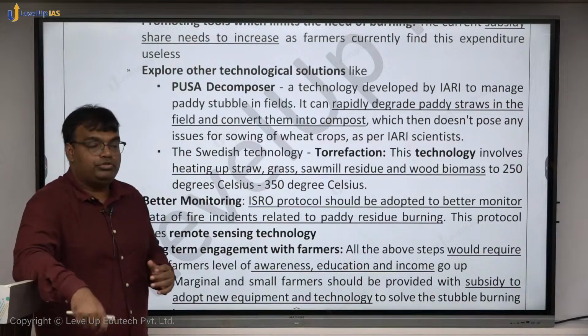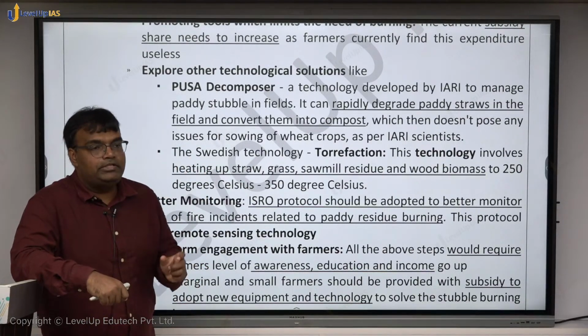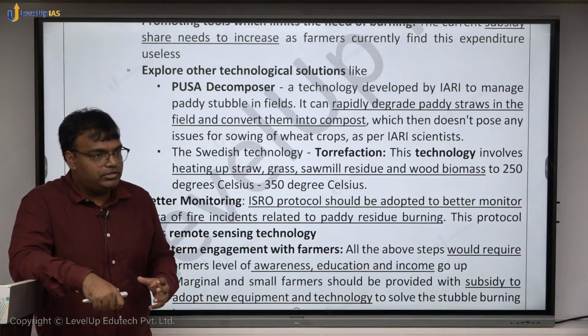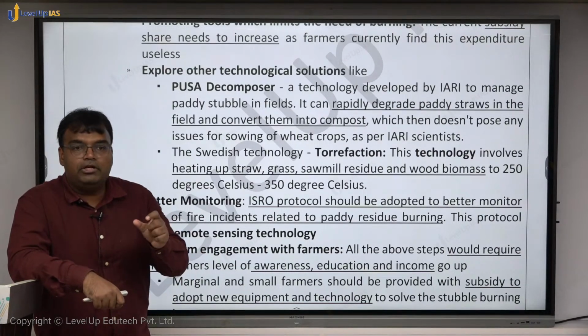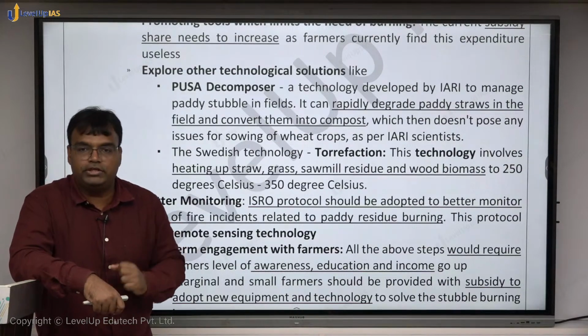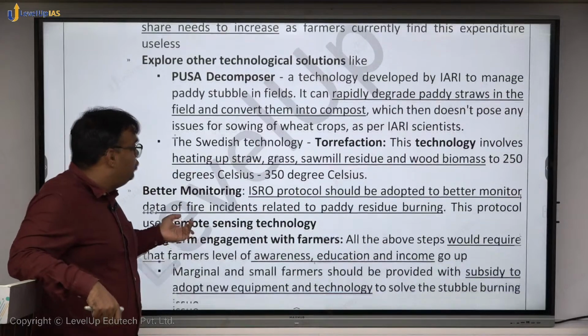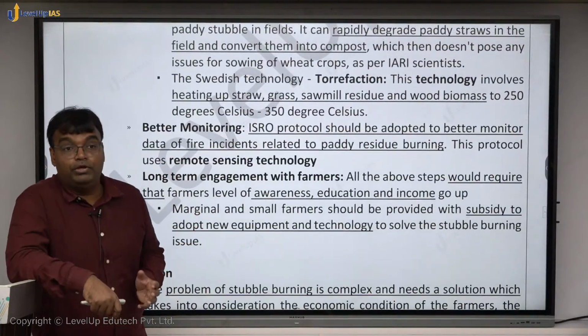So a Swedish technology, torrefaction, where they treat stubble at high temperature in the absence of oxygen so that the stubble converts into coal-like pellets which can be used as fuel. So those are other things which could be explored. Then monitoring has to improve.